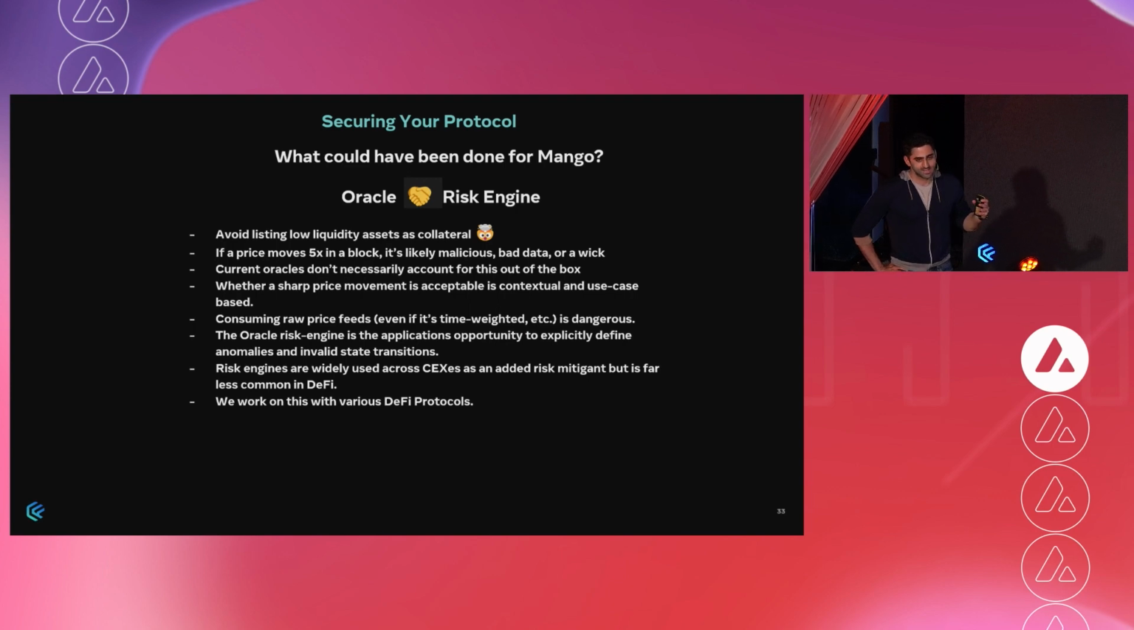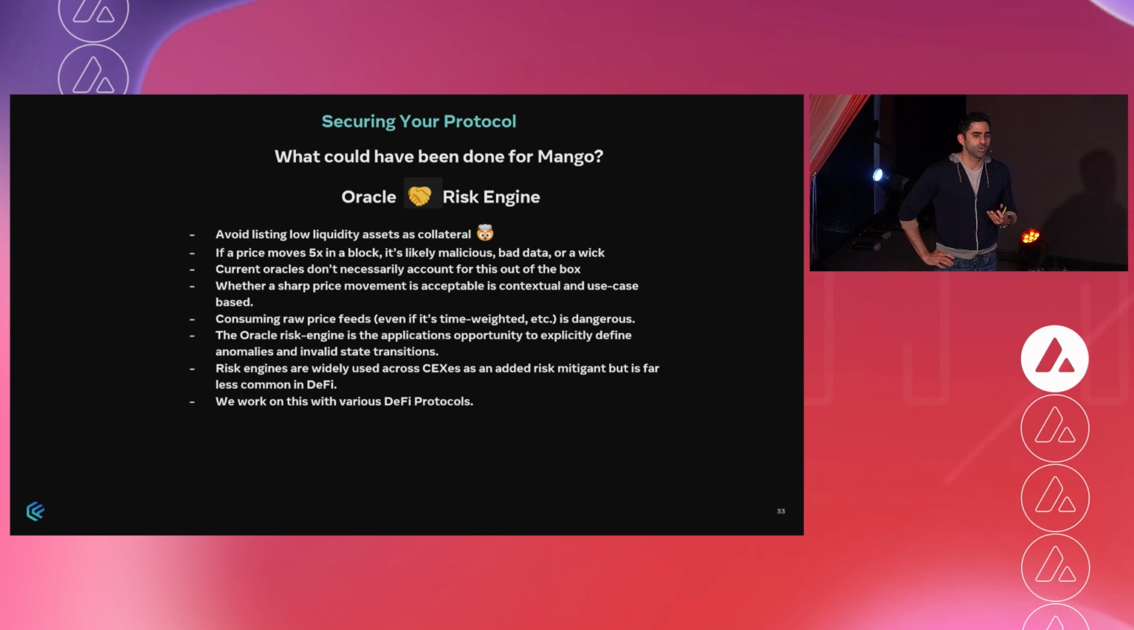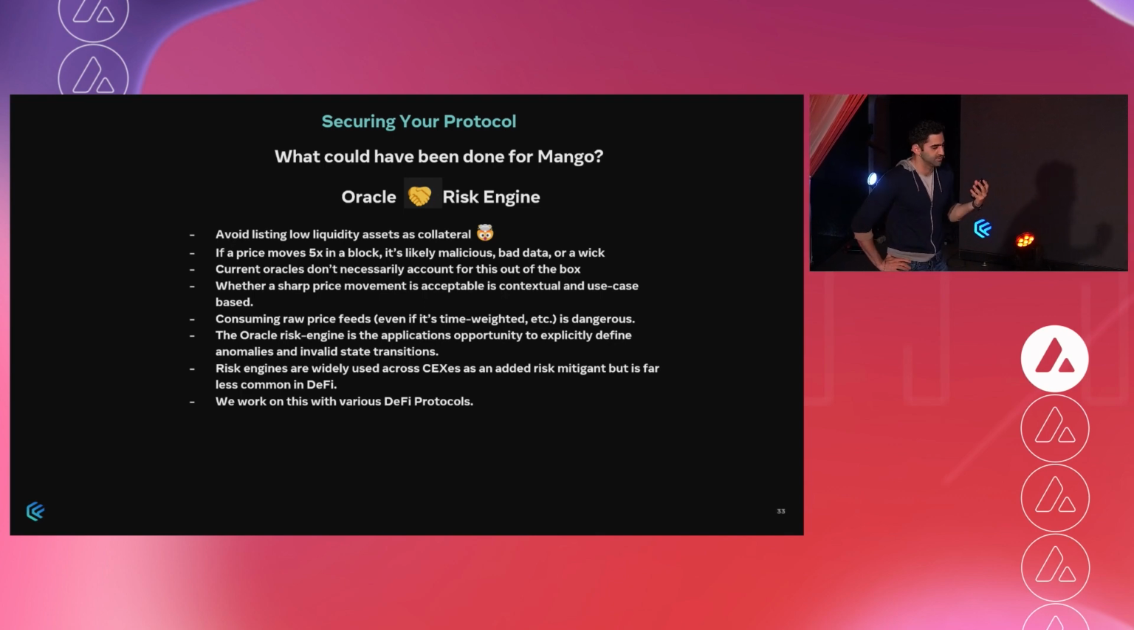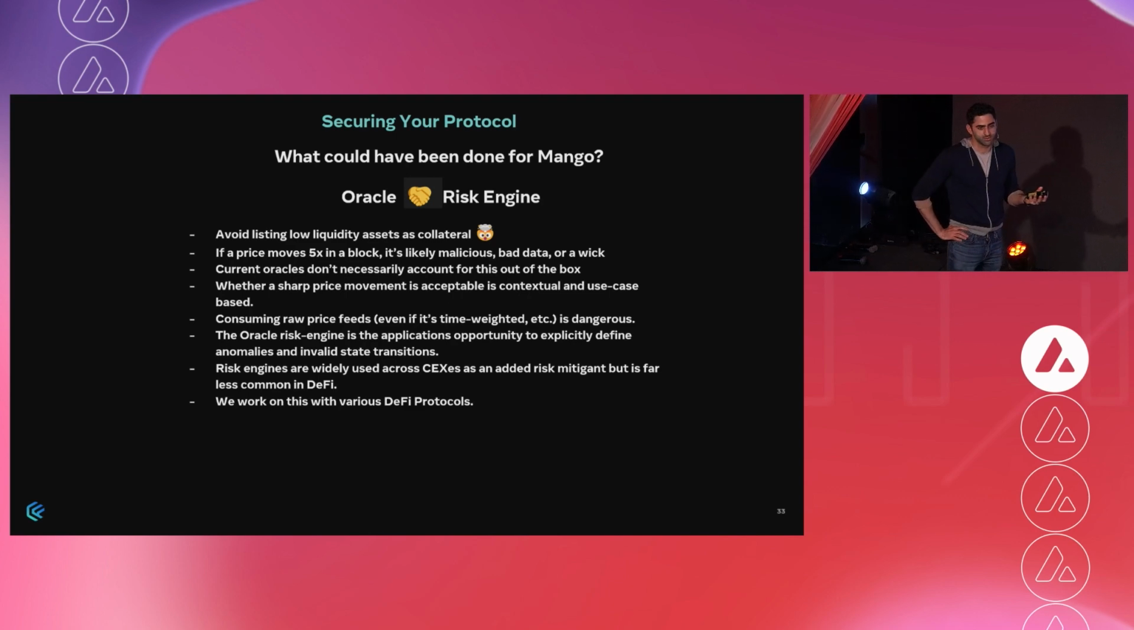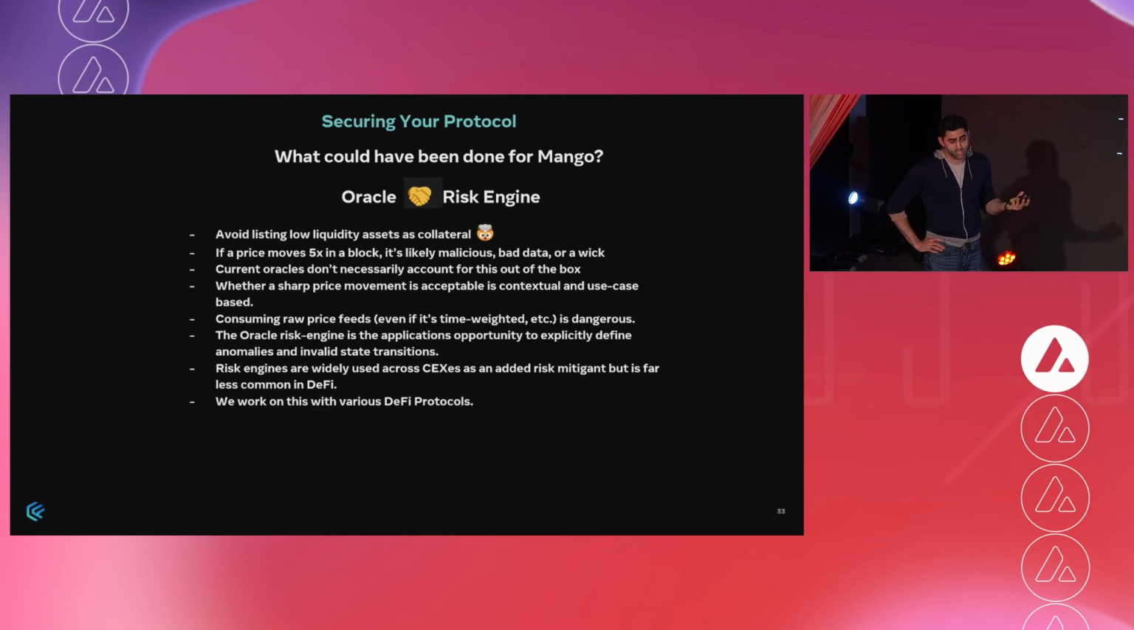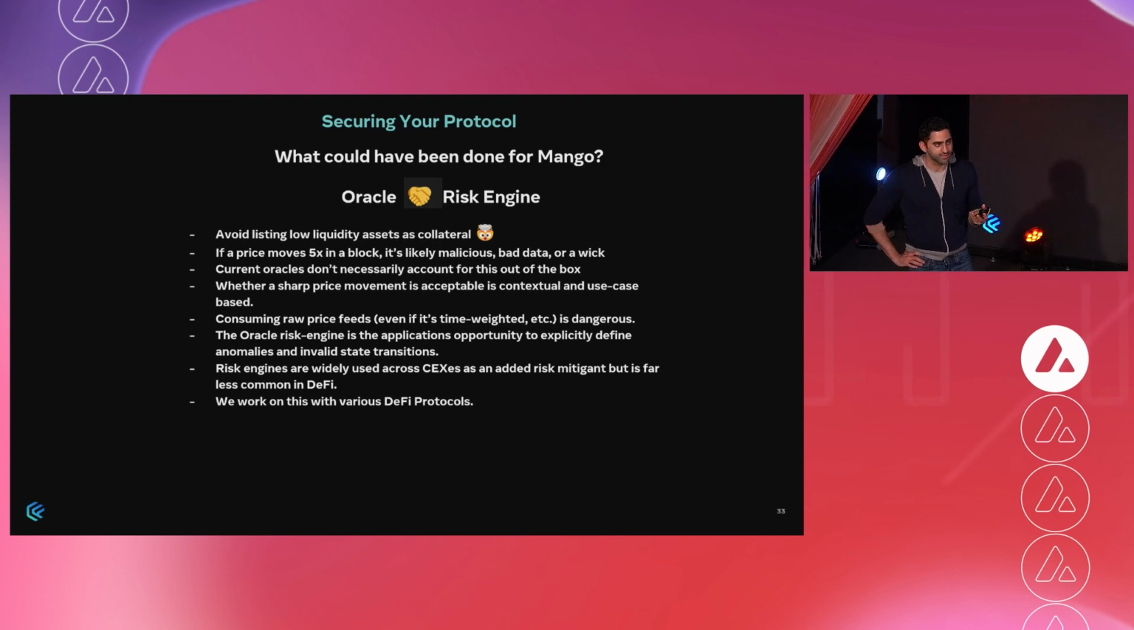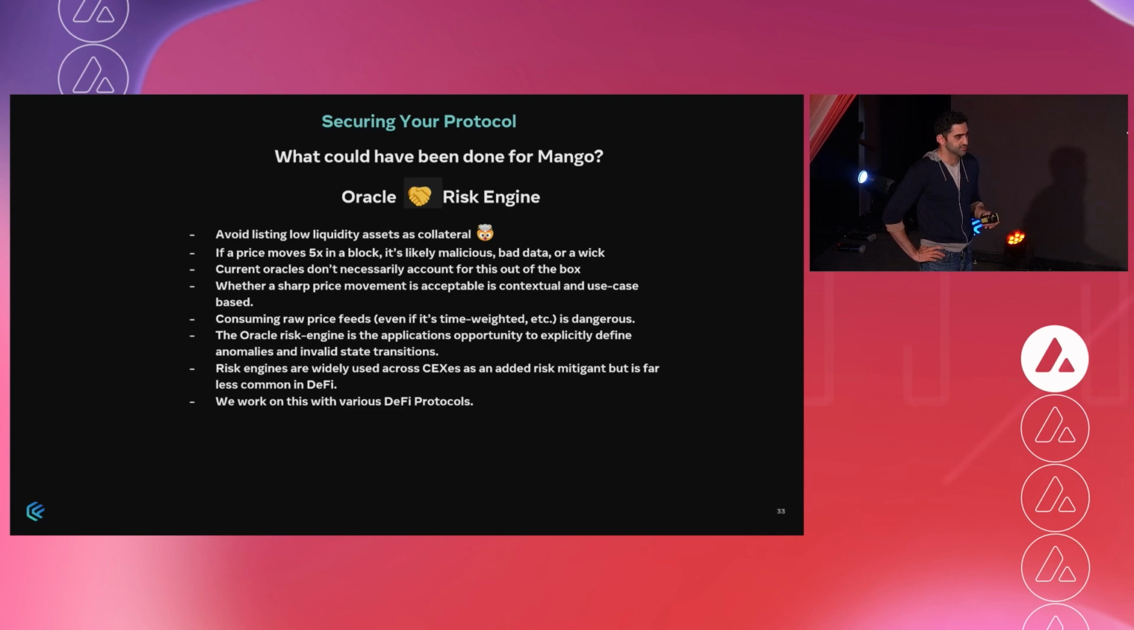So this is an example. We spoke about Mango, we spoke about a lending protocol. Circling back to Mango, what could have been done is actually very similar to the mitigation that we saw here. I think the first thing, which is obvious to everybody, is just avoid listing low liquidity assets as collateral on exchanges. That's number one. It never ends well, even if it's your application's native token. Creating utility is important, but not at the cost of endangering all your users.